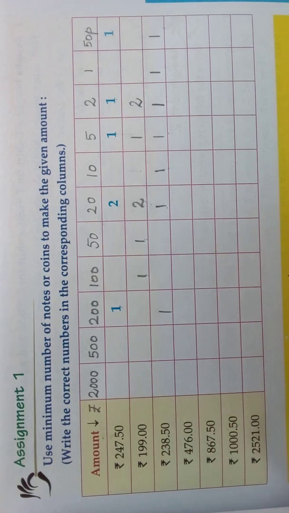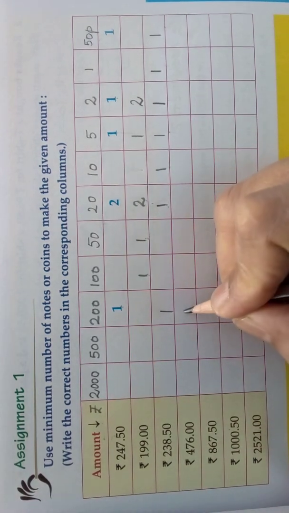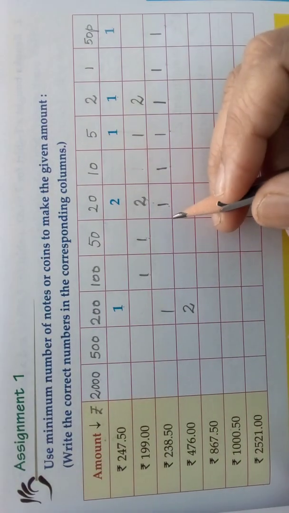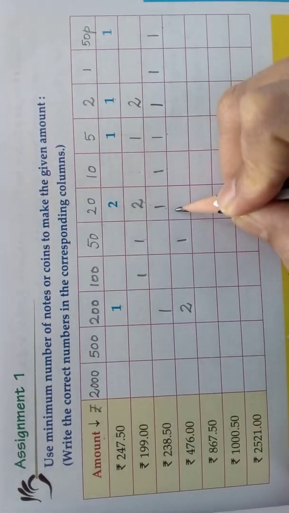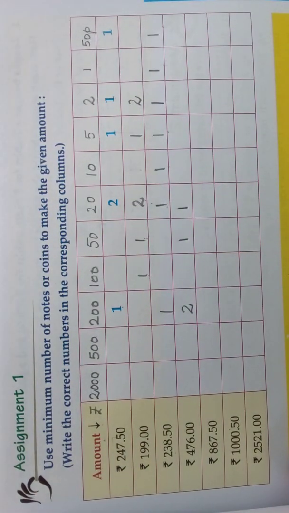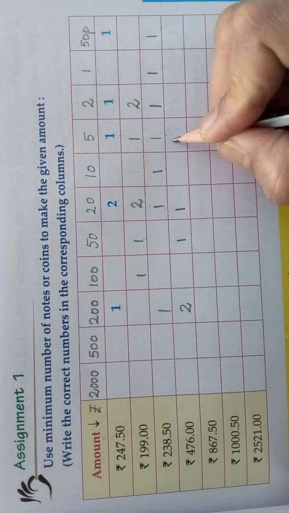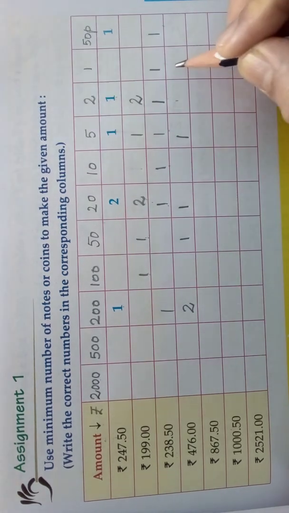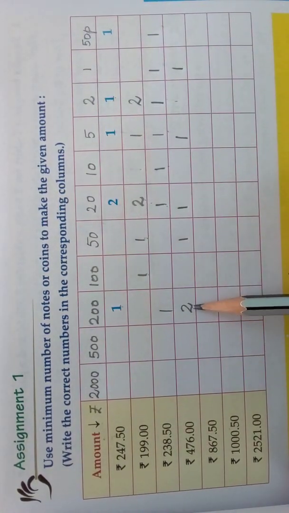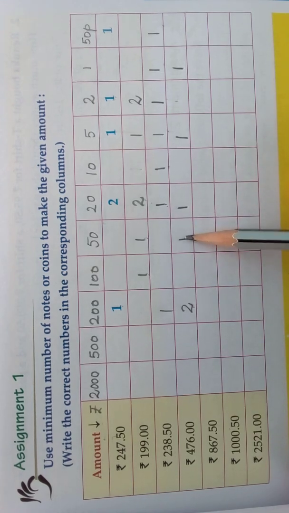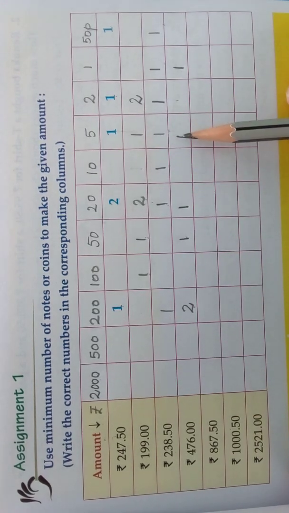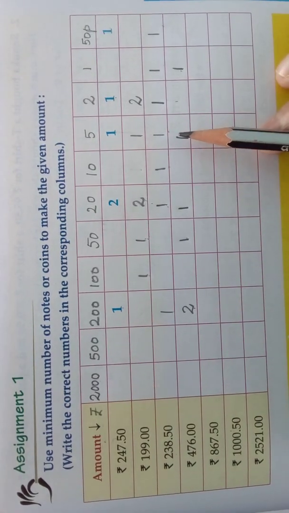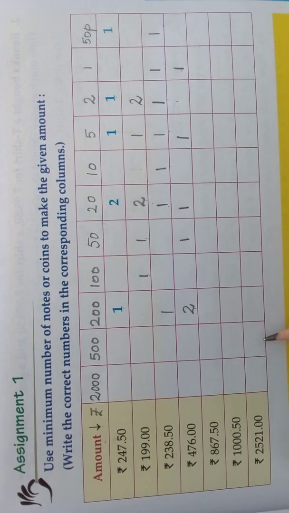Say 476 rupees. So I will take a 200 rupees note. It will give you 400 and 70, how to make? 150 rupees and 120 rupees. Okay, and 6 rupees, one 5 rupee and one 1 rupee. Okay, so 200 plus 200, 400, 450, 470, 475, 476. So in this way we can use the minimum number of notes and coins to make the given amount.